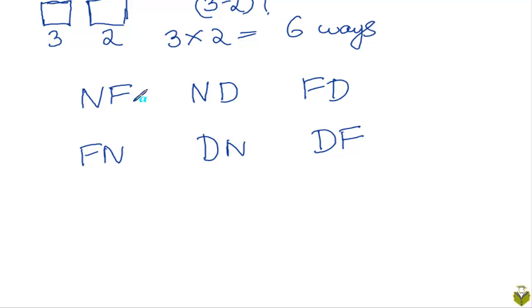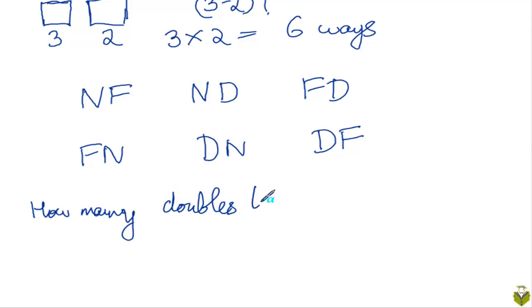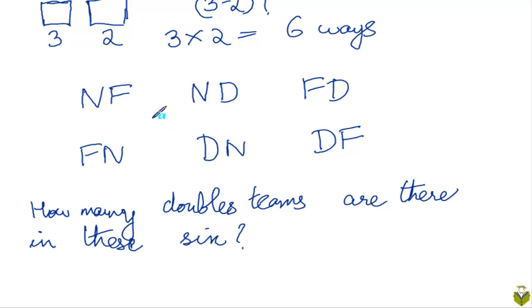Now we want to see how many doubles teams are there in these 6. You should be able to understand this. Is N and F and F and N a separate doubles team? So you have Nadal and Federer, or Federer and Nadal.